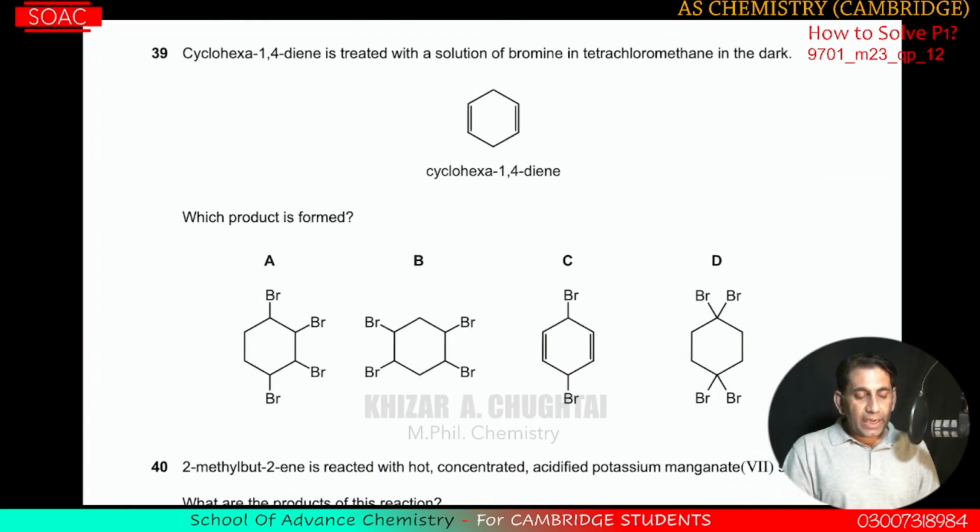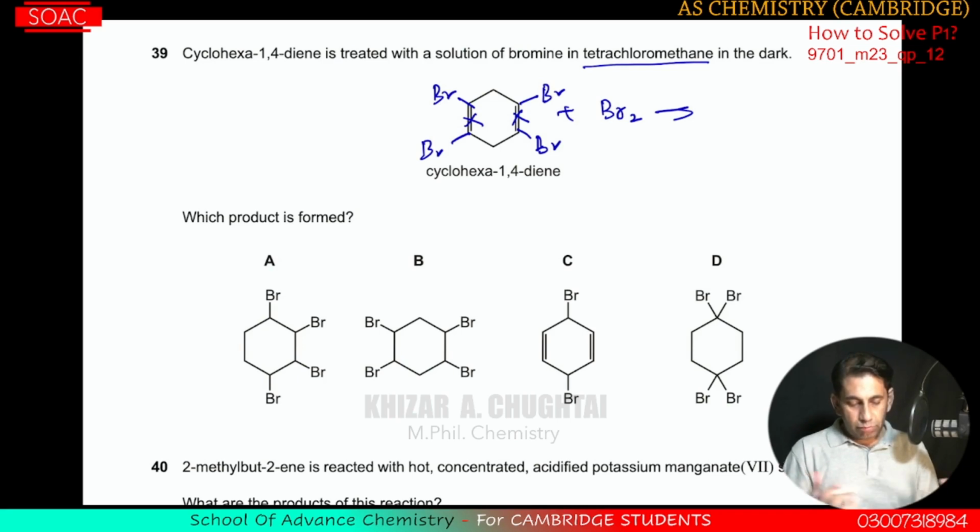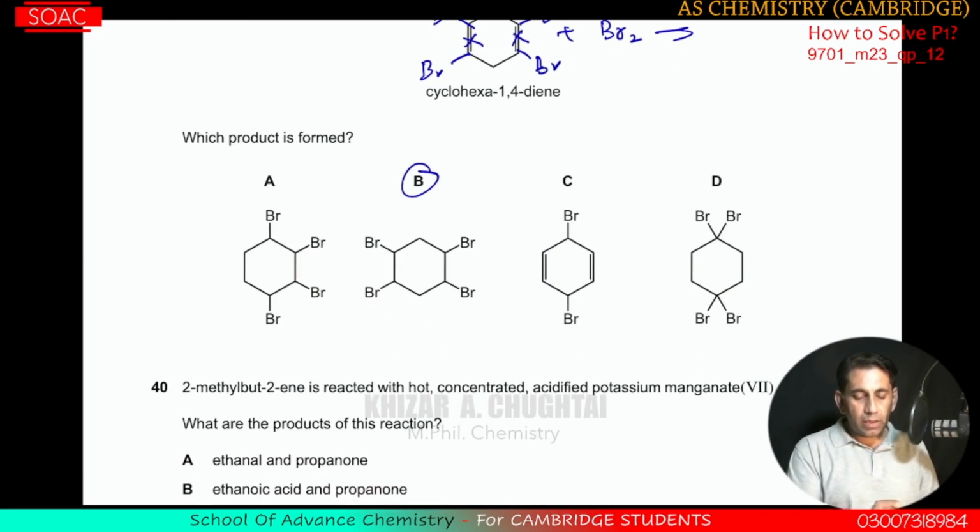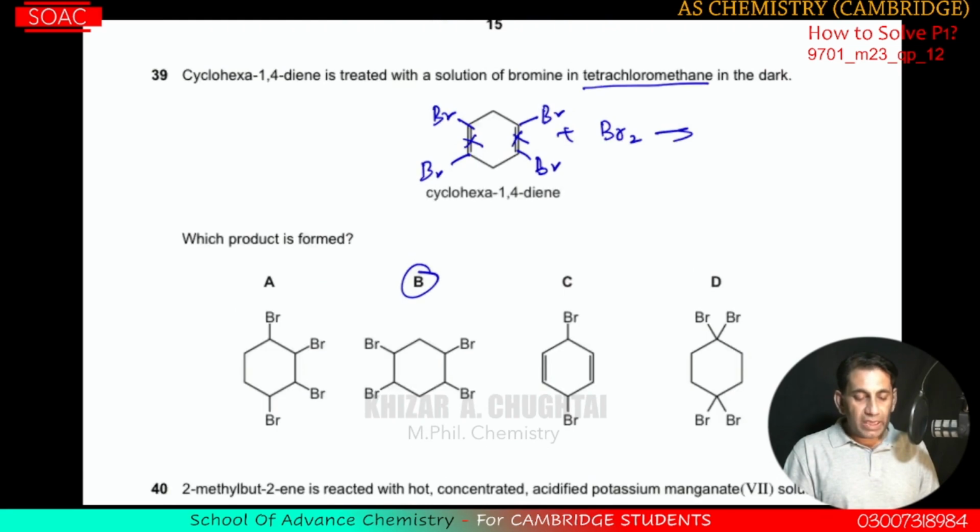Question number 39. Cyclohexa-1,4-diene is treated with a solution of bromine in tetrachloromethane. This is an inorganic solvent, so the solvent is not going to participate or change the nature of the product. Whenever we add Br2, there are two double bonds, so each double bond is broken down, and there is formation of Br groups. Very easy. B is the correct option.